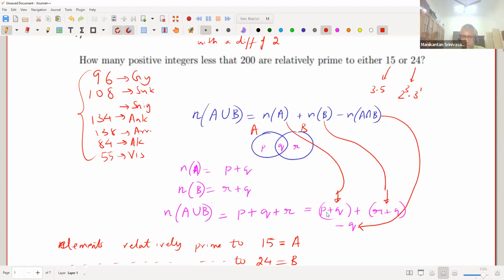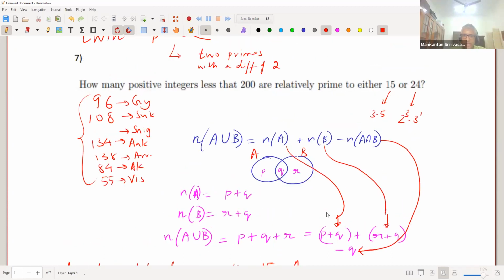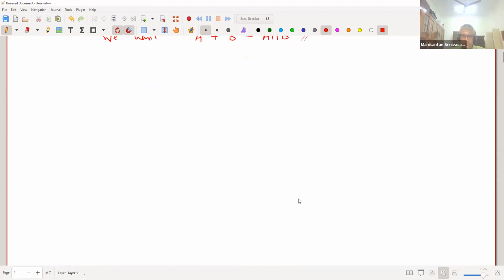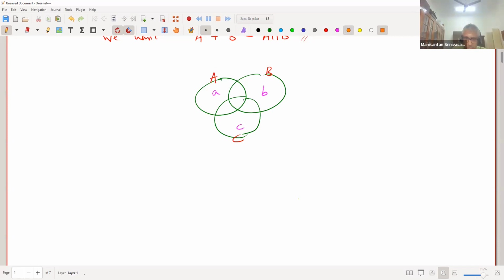Now, just FYI, you should also know what happens if there are three sets A, B, and C. So if there is set A, set B, and set C, then there are multiple overlaps here, right? In fact, I'll call this set A, this set B, and this set C. Okay, so there are these regions which are in between two sets. Let's say this is D, this is E, and this is F. And then there's a region which is the core, which is common to all. Let's say this is G.